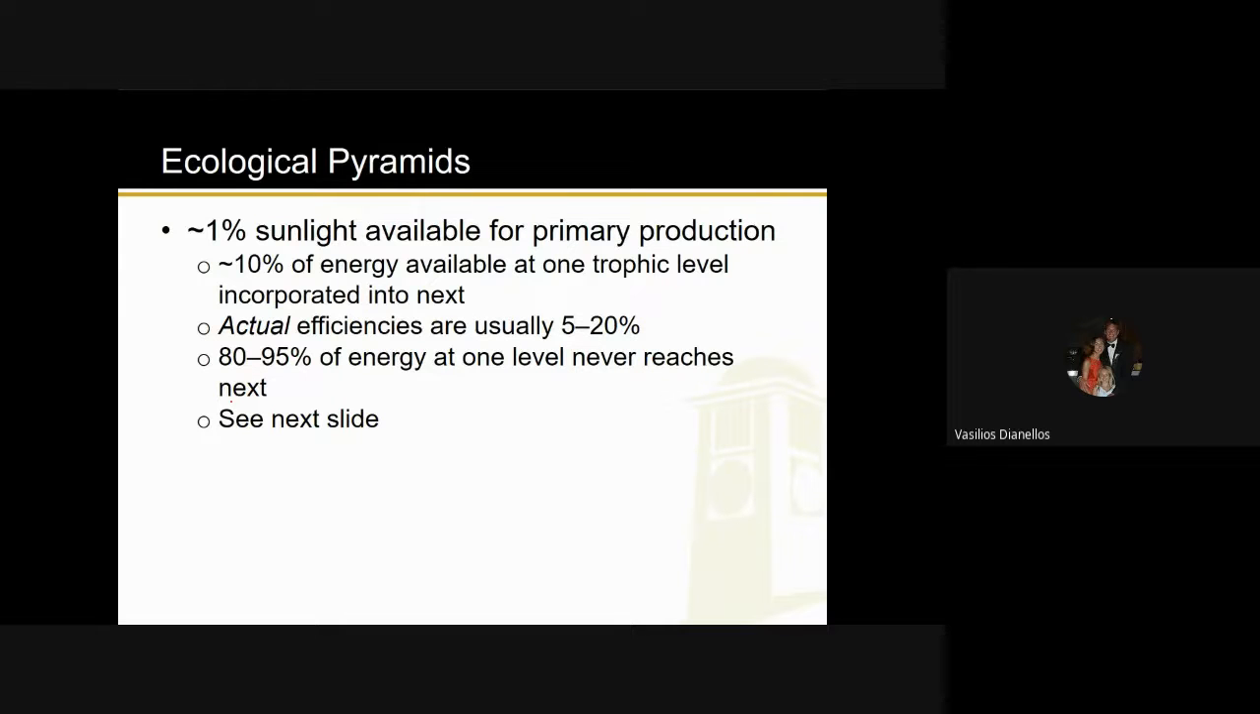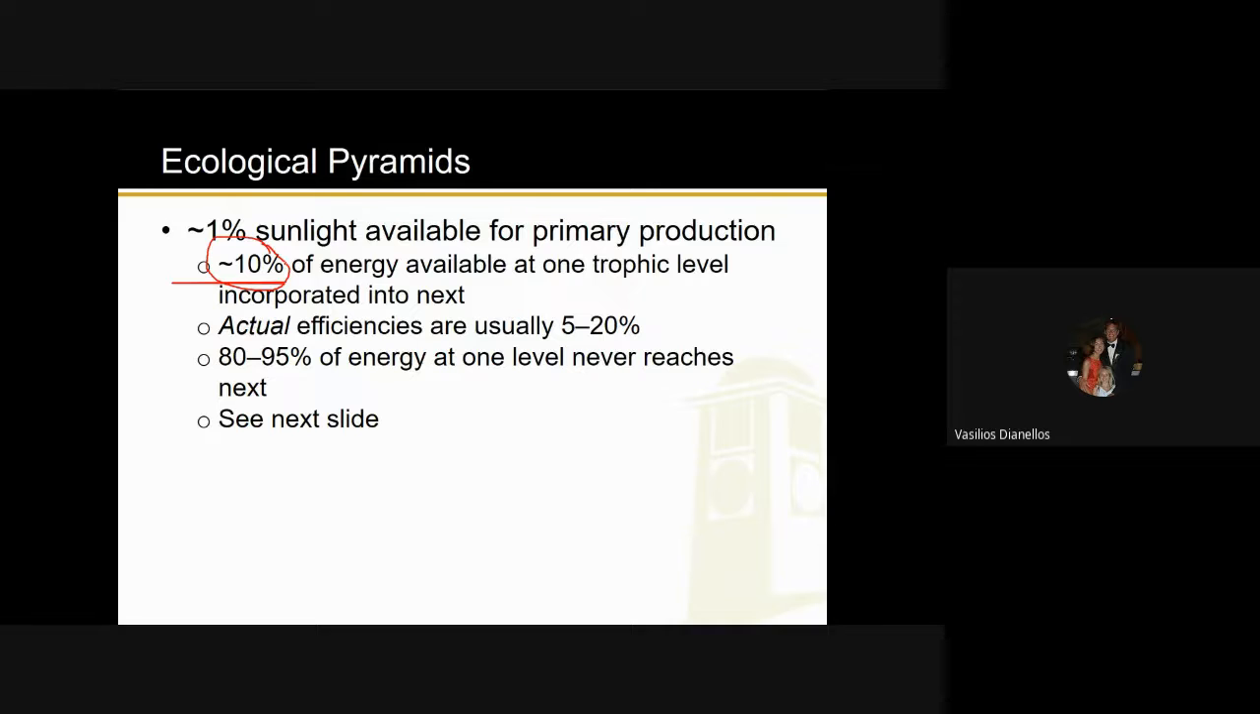And again, your book gets pretty specific here. It's a reminder that about 1% of the sunlight is available for primary production, and of that, only about 10% of that energy is available from one trophic level to the next. And if this was going to be on the exam, that would definitely be a number you need to know. That's a very important concept.